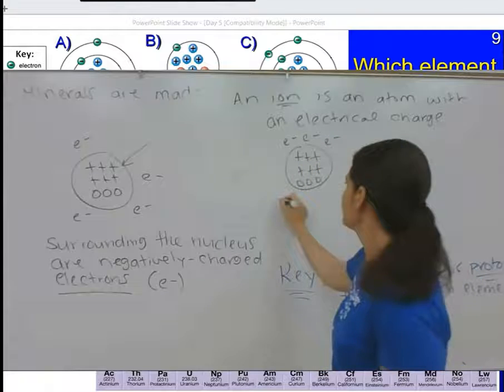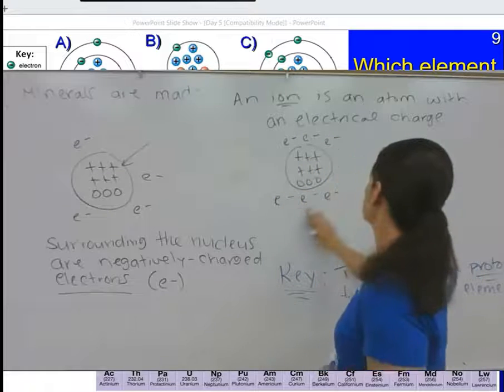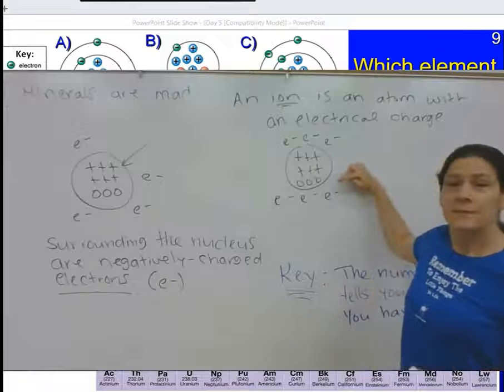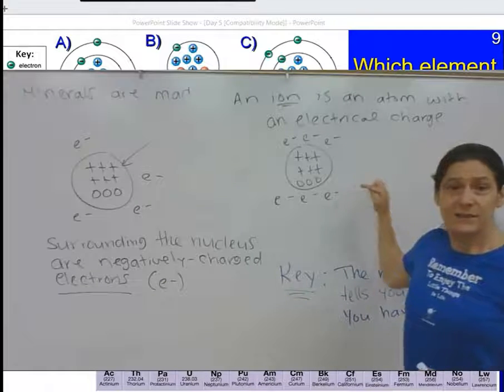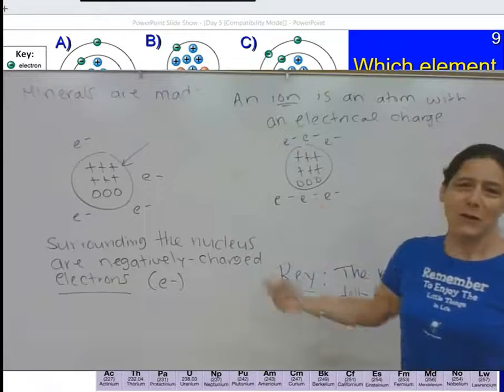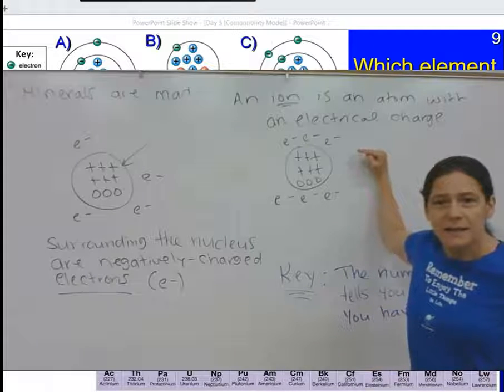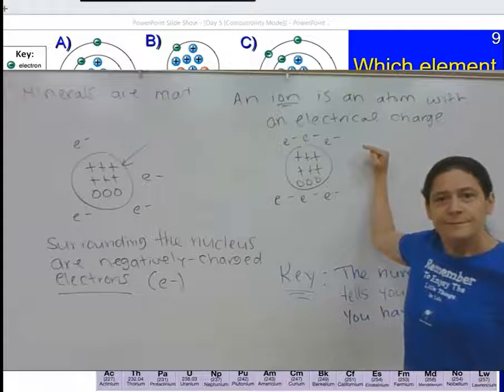So the first one, that's my cartoon version of it. It had 6 protons, 3 neutrons, and 6 electrons. I just put the electrons in rows so they're easy to count. Does this atom have an electrical charge overall?